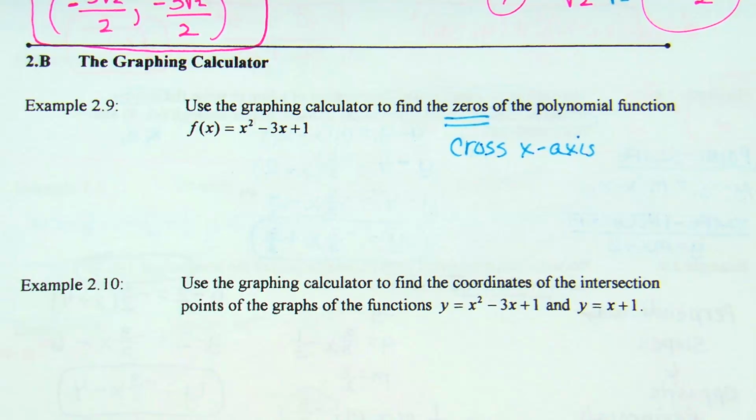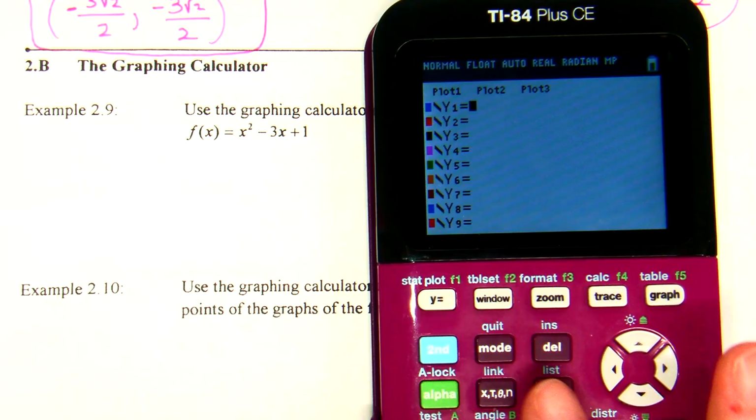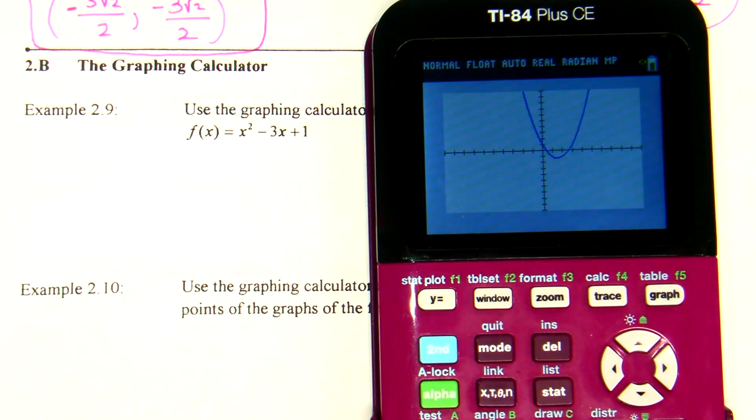Okay, remember how to go to y equals? I don't know how much I need to remember. X is next to the alpha button, so it's x squared minus 3x plus 1. I like to do zoom and 6 to get me a standard zooming window. Is this coming back to you easily or not easily?